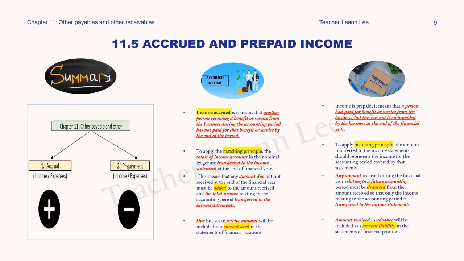Any amount received during the year that relates to a future accounting period, I must deduct out, and then later only I transfer to the IS other income section. The amount received in advance, I must group as a current liability, because I received something that I'm not supposed to receive this year, it is for next year, which means I owe people money.